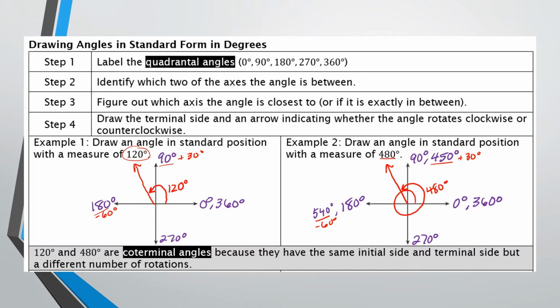And there is actually a special name for angles that are like this, where they have the same terminal side but a different number of rotations. And that name is coterminal angles, which is down here. So anytime you hear something about coterminal angles, all it means is that they look the same, they have the same spot where they stop, but they rotated a different amount of times to get there.